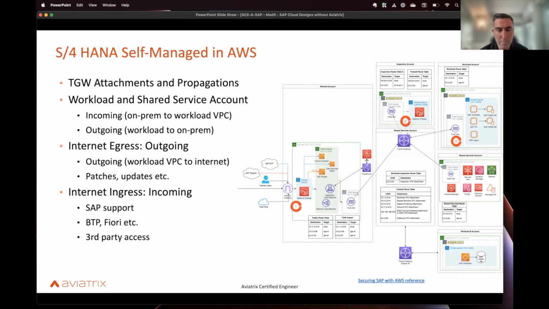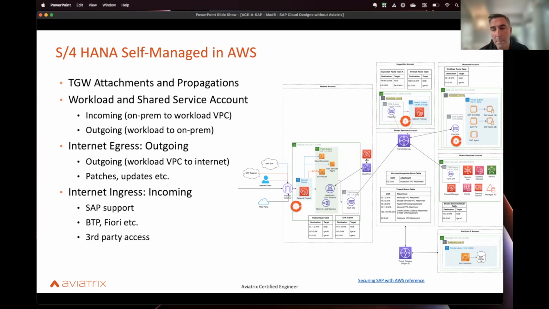to on-prem. The second piece to the puzzle here is internet egress, or outgoing internet-facing traffic. That is for traffic in the workload VPC that needs to reach out to the internet. It needs to go get patches or updates. Say if it's SUSE or Red Hat Linux and you have a patch update or a kernel update, you have to have routability to the outside. And then internet egress: obviously, you need to register your system with SAP to get support.